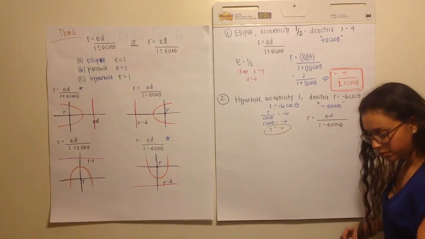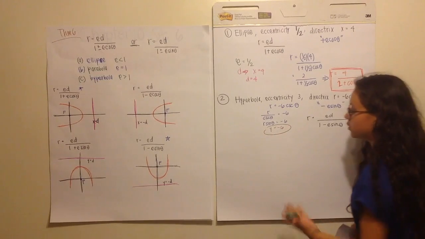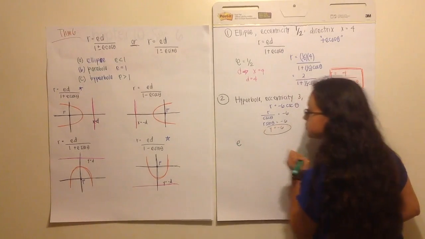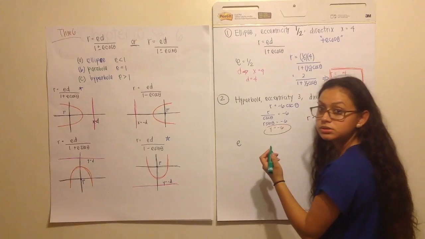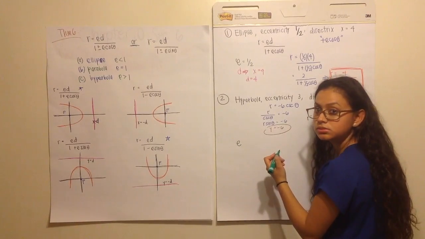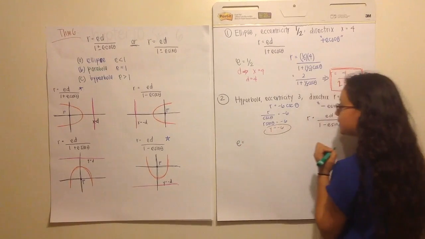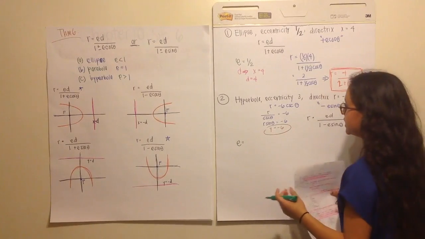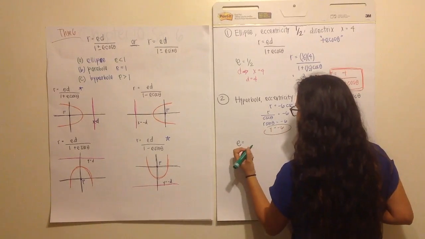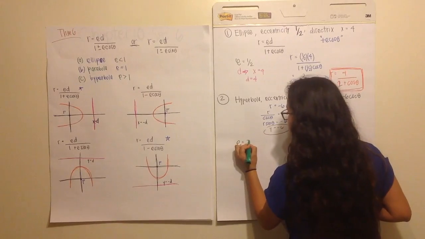So now we make a list. So our e equals 3.